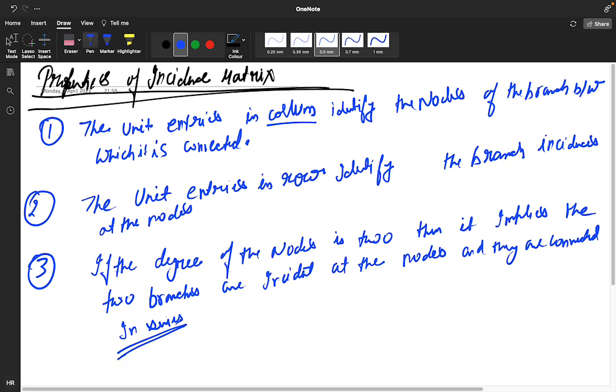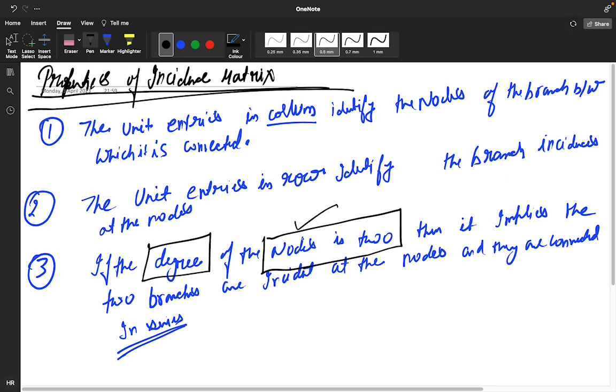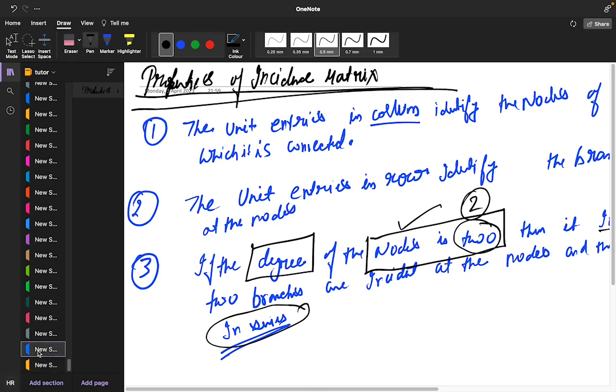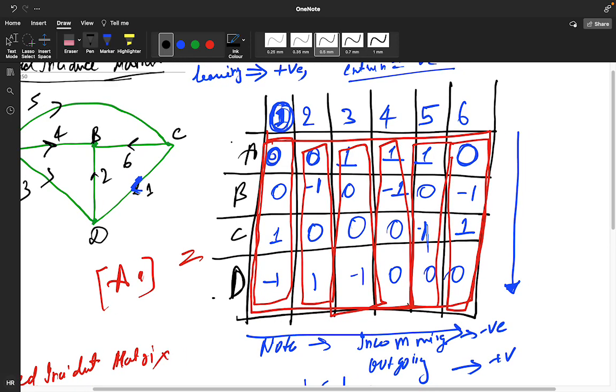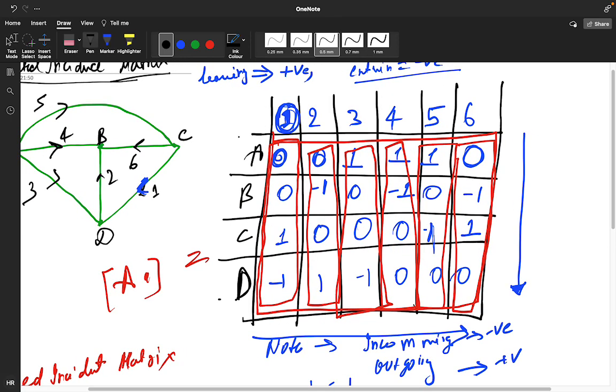So what is the meaning of this? I will tell you. If the degree of the node you are getting is 2, then the elements will be connected in series. Okay, in series. So what is the meaning? Any branch, any node where you are getting degree 2.